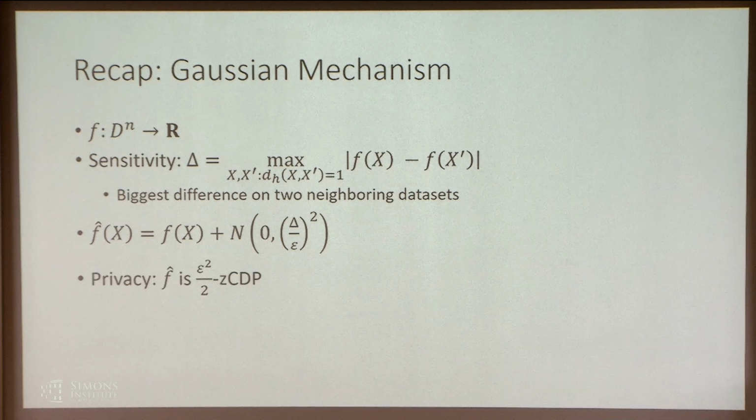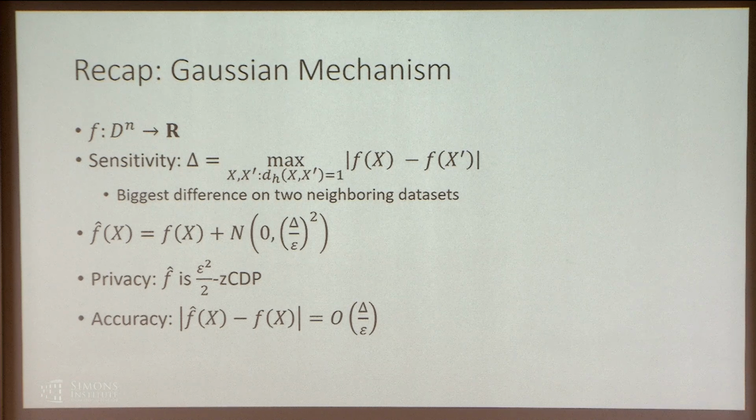And it can be shown that this is appropriately epsilon private. The one thing you have to think about for a sec is how accurate this is. Well, I claim, just due to Gaussian tail bounds, this is going to be within a constant number of standard deviations. So the accuracy will be something like this. It will in fact be about sensitivity over epsilon.